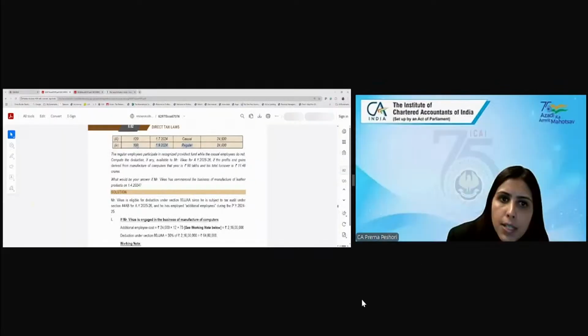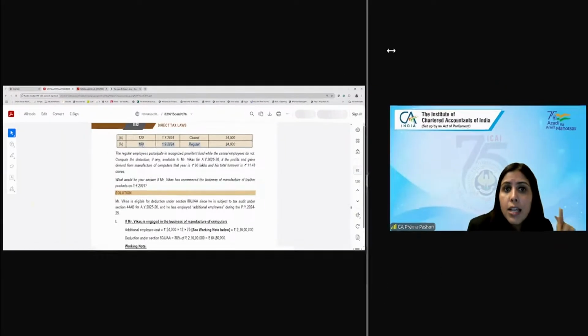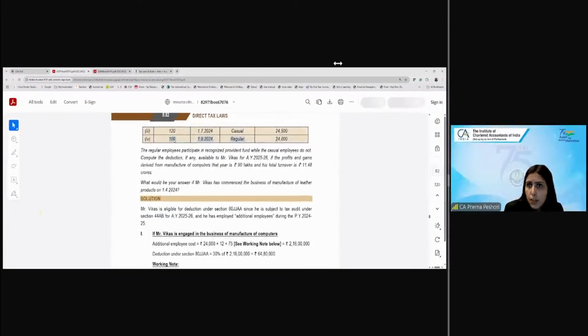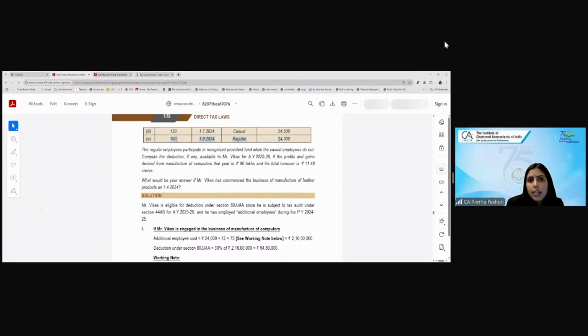Now, if he was in the business of manufacturing of leather, then in that case you take 150 days for leather, footwear, apparel. But even if I consider 240, if these employees have not been present for 240 days in the current year, but have been present for 240 days in the next year, then in the next previous year I will get the deduction of 80JJAA. Are we clear? Yes.